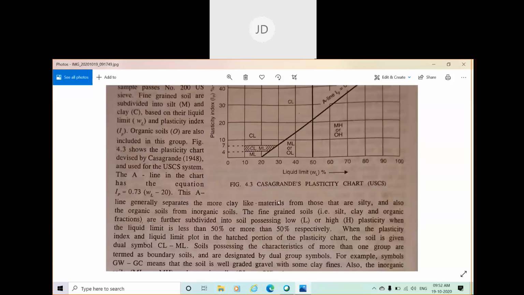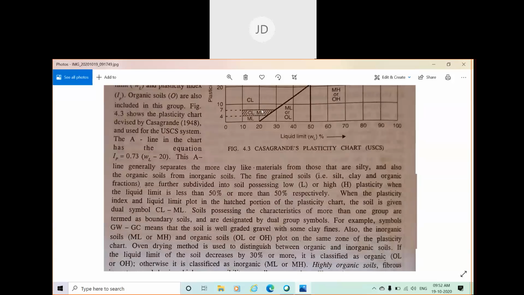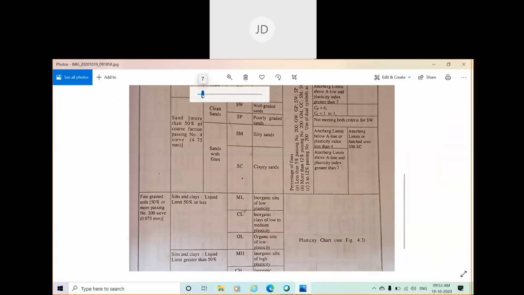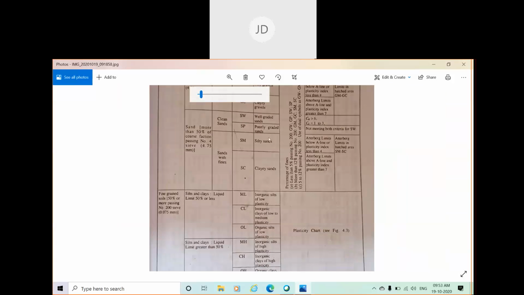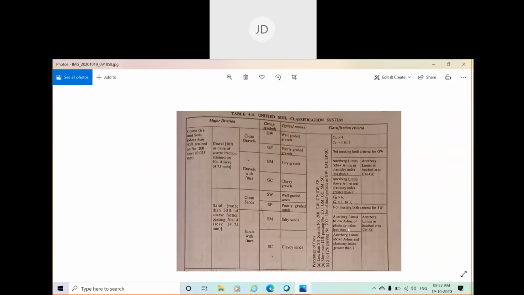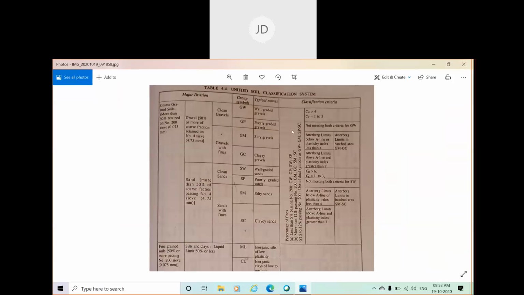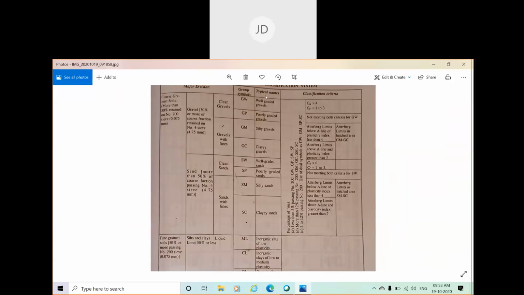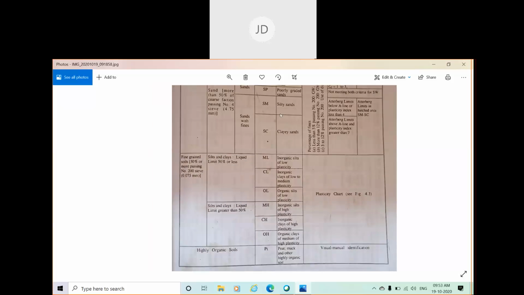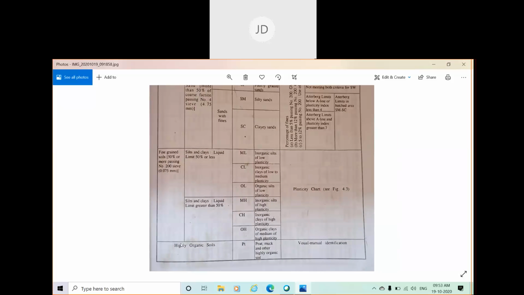Fine. So this is all about the classification of fine grained soil. After this, finally, we can understand this tabular format. Let me zoom in here. This kind of table you can find in any book. Try to understand this. This is an overall summary of the unified soil classification system. This one is for coarse grained soil, this one for fine grained soil, and this for highly organic soil.